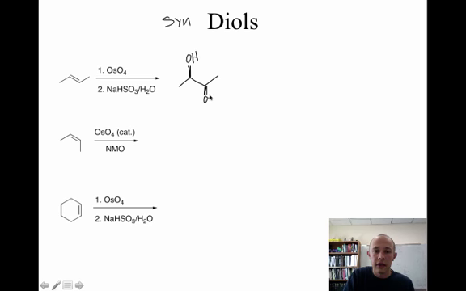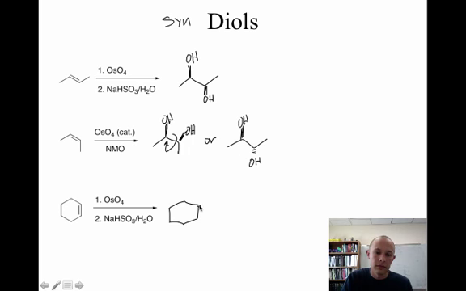So notice now in this case, we get the syn product. In this case, we also get the syn product, right? So we have OH up, but we can again rotate around this bond. So we could draw it in either this conformation or this conformation. And in the last case, now we have the syn diol where both OHs are on the same side of the molecule.